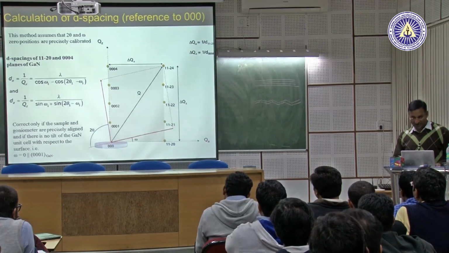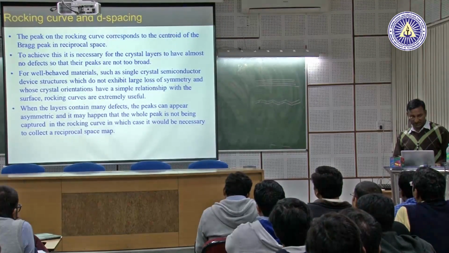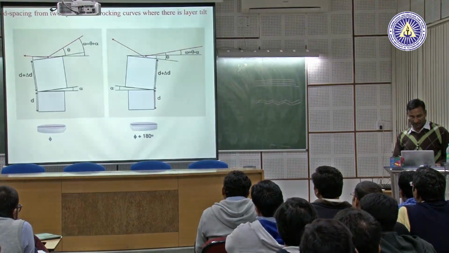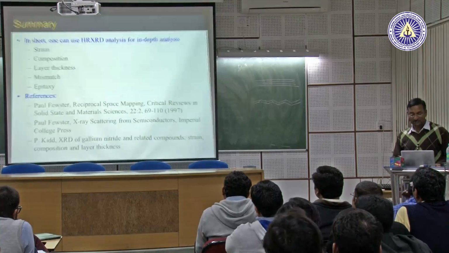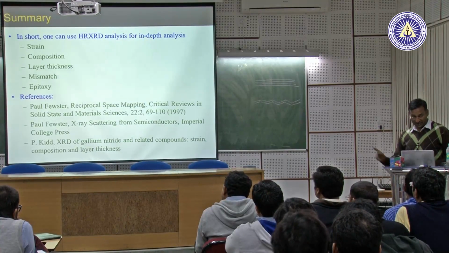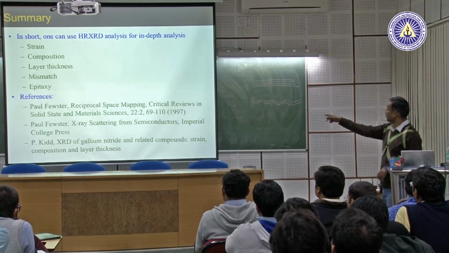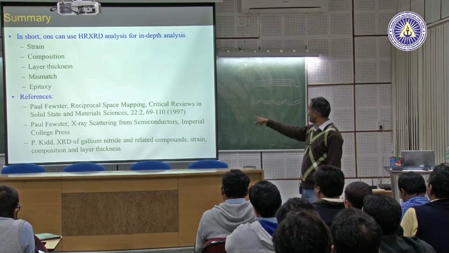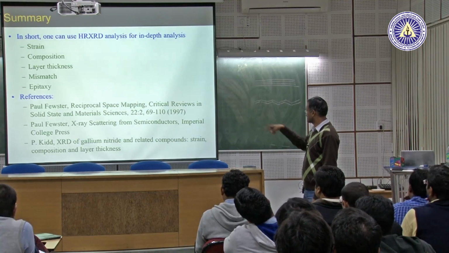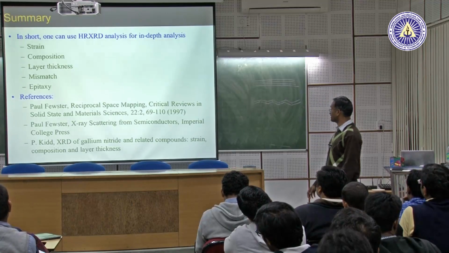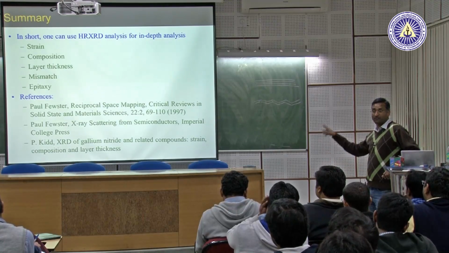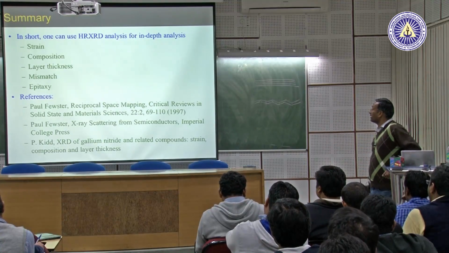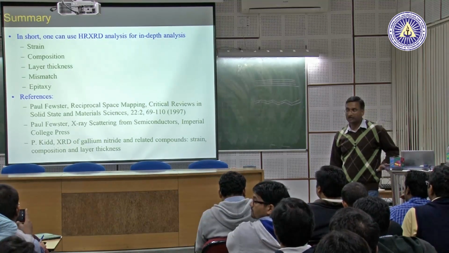Okay, so these are some slides on D spacing calculations. You can read it yourself, and I'll leave it to you. So these are some references here: Paul Fuster's 2 papers, and then Peter Kidd, who has written this XRD of gallium nitride and related compounds. So these are 3 references, mainly from Panalytical, and thank you.